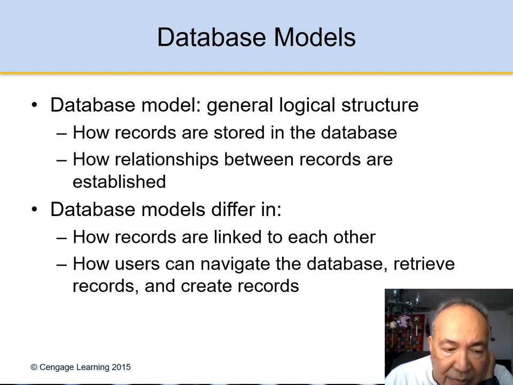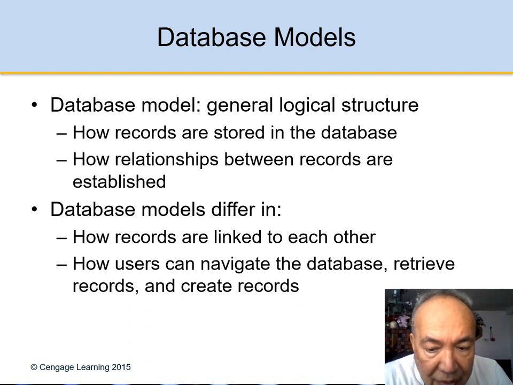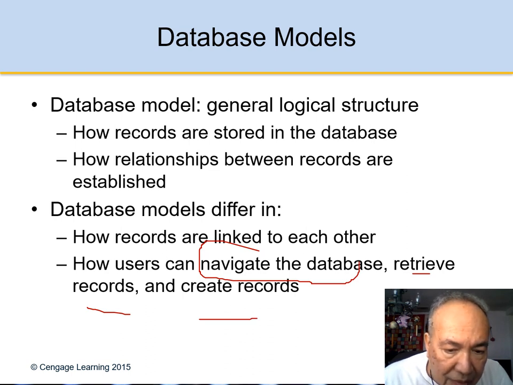So we have the database models. The general logical structure: how records are stored in the database, how the relationships between the records and between the fields are established to make the database. Database models go deeper into how records are linked with each other, how users can navigate the database, retrieve records, and create data. So how do you navigate the database? How do you retrieve the records and create the records? How do you do that? That's the job of the database administrator.